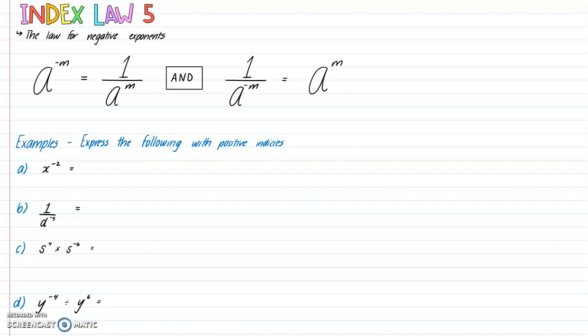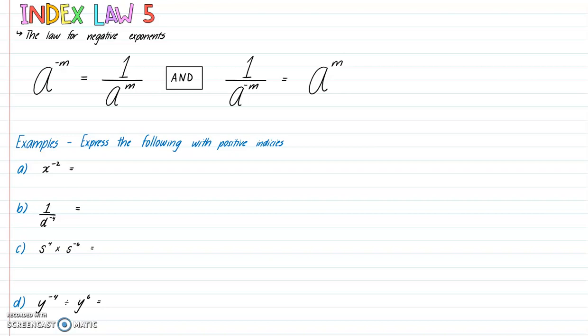denominator. So the same thing applies if we have a negative in the denominator. We take that whole term from the denominator, so the a to the negative m, we bring it up to the numerator, or we just leave it by itself if the number on top is 1, and we get rid of that negative. So let's have a look at some examples.